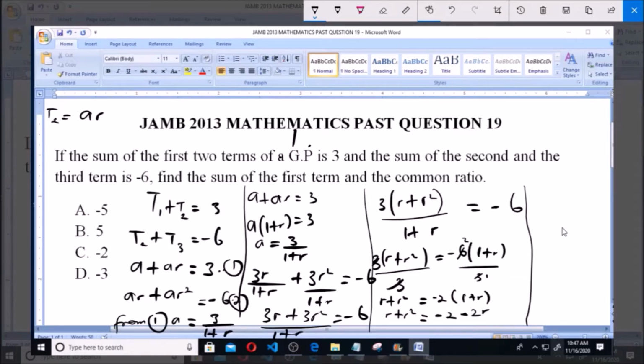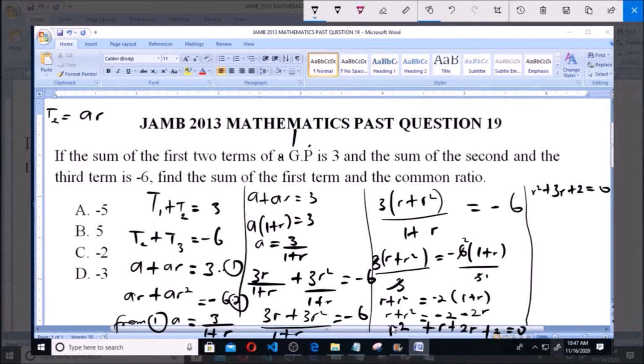Now collecting like terms and arranging it orderly, we have r square plus r plus 2r plus 2 is equal to 0. Now this will give us r square plus 3r plus 2 is equal to 0. Now we have to factorize to be able to find r, which is the common ratio. Then having found r, we'll now find a.